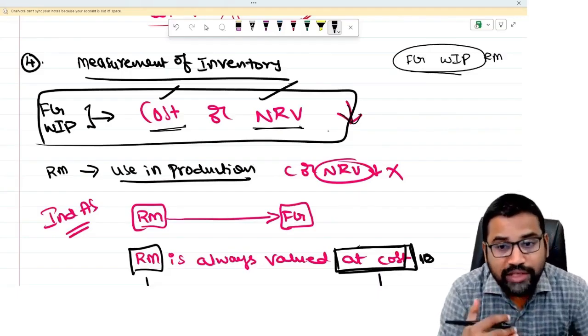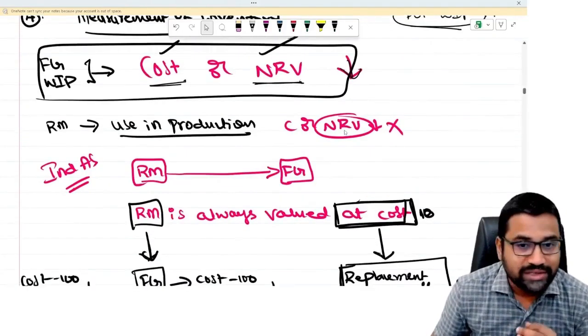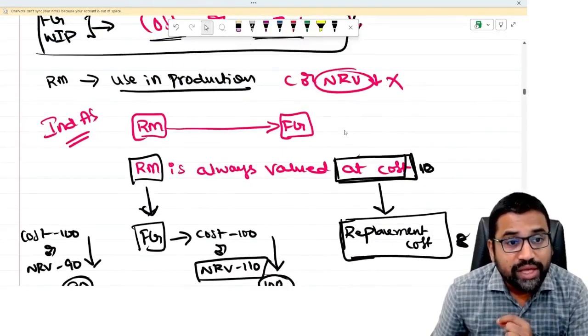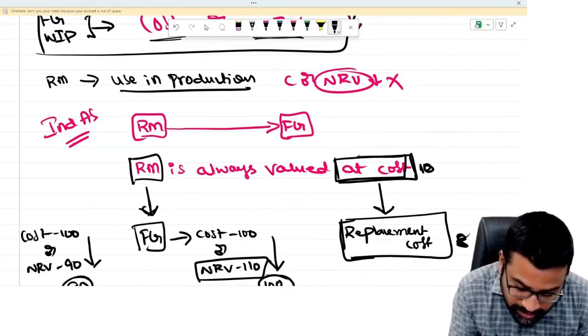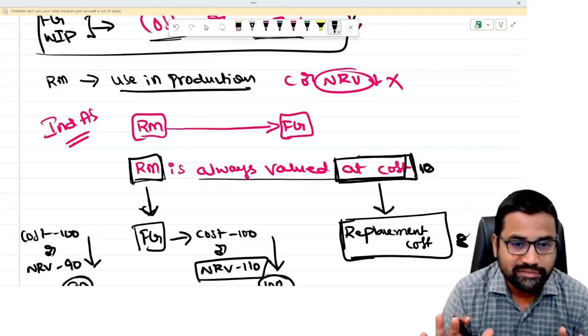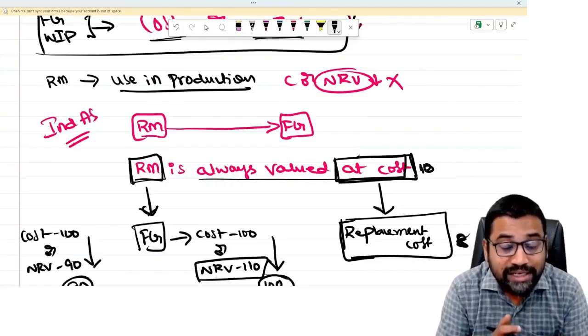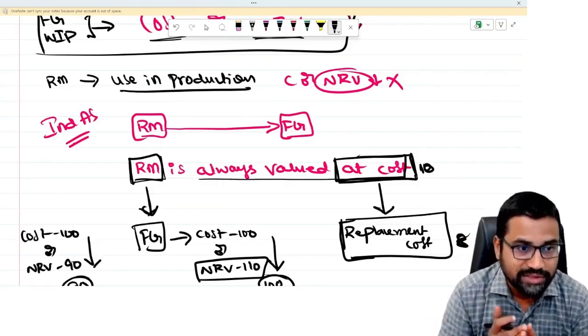Sir, then how to value the raw material? Simple. You hold raw material for use in production, right? It is not meant for sale. Therefore, the cost or NRV, whichever is lower, principle will not hold good. Therefore, remember always the basic principle: raw material is always valued at cost. Raw material is always valued at its cost.